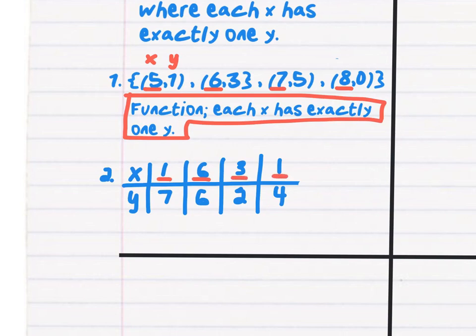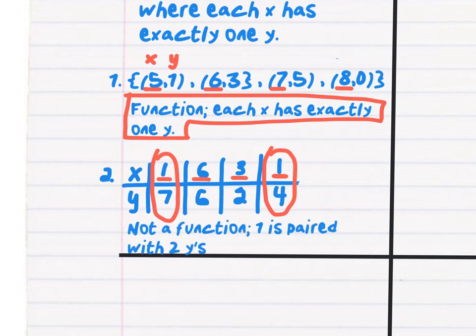Now notice, in this ordered pair, 1 is paired with 7, and in this ordered pair, 1 is paired with 4. So I'm going to circle those. This proves that this relation is not a function, because each x does not have exactly one y. So we can write down below that it's not a function because 1 is paired with 2 y's. And I'm going to box our answer.